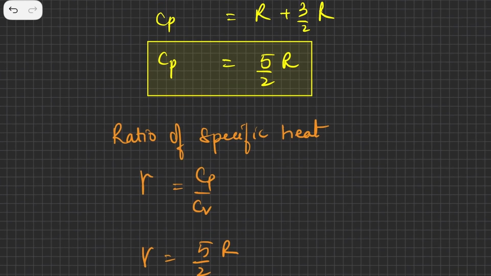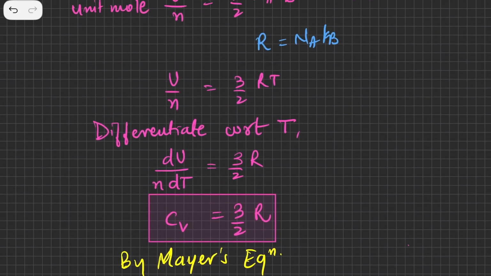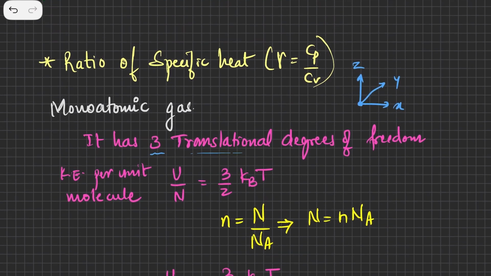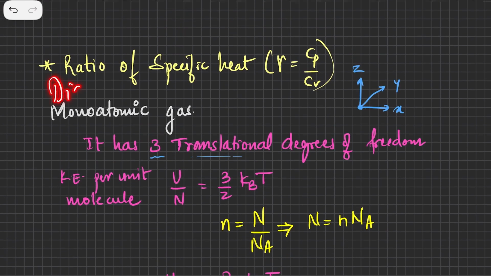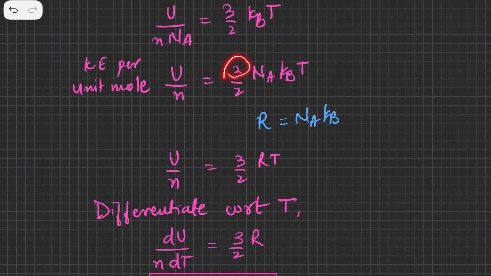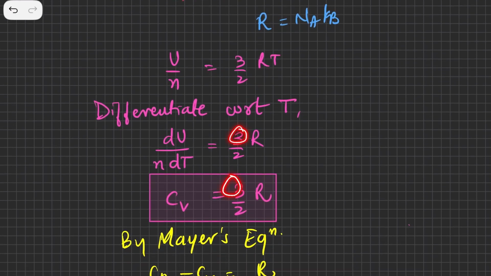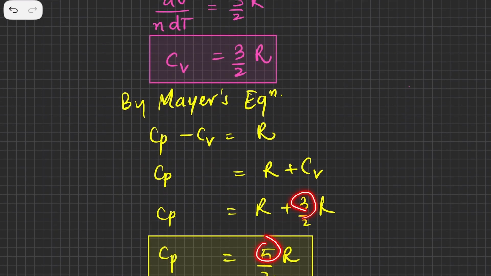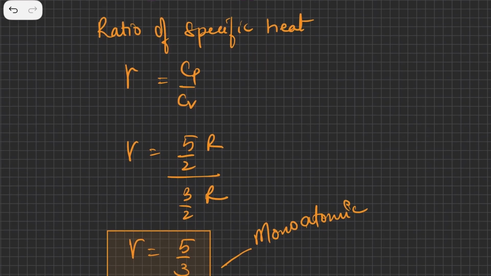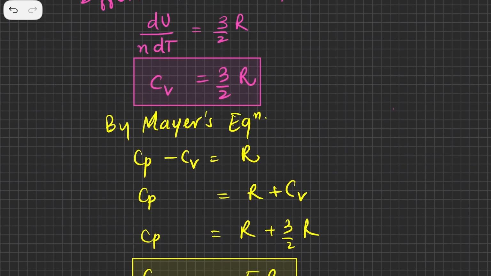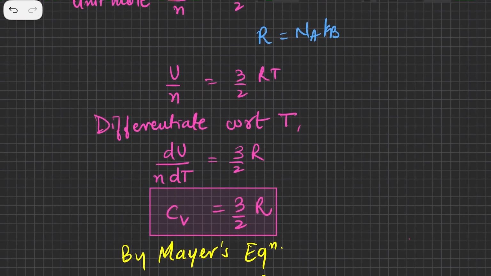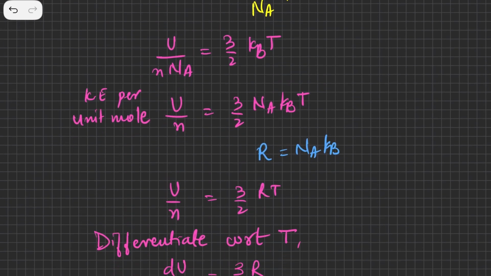Now if it is possible for you at your end, try to do it yourself for a diatomic gas or a polyatomic gas. In a diatomic gas, the 3 translational degrees of freedom changes. So this 3 will change everywhere it appears, this 5 will change, and you will get a different ratio for a diatomic gas. Anyway, you can give it a try. In case you are not able to, I'll be doing it in the subsequent video.